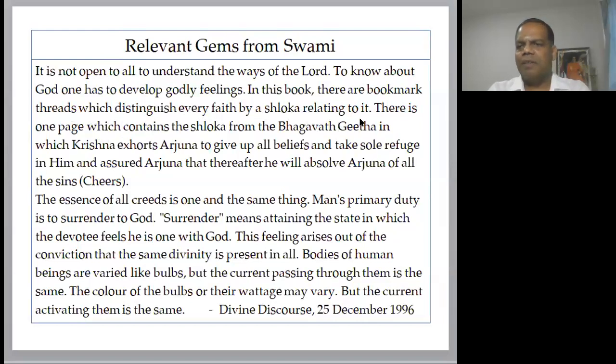So I think I should just give the context of this discourse. In this discourse, Swami is talking about a small book, okay, which was found in Russia or something like that. And Swami materializes it. It's a miniature book. And Swami says it contains all scriptures within that. So Swami is referring to that book and talking about it.